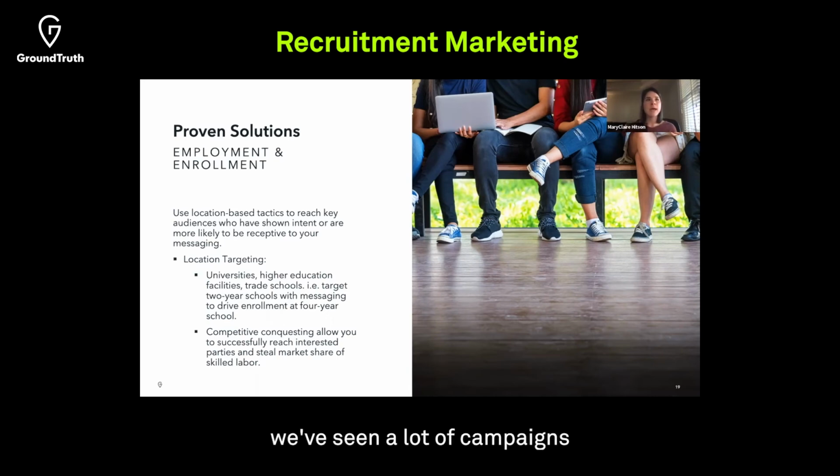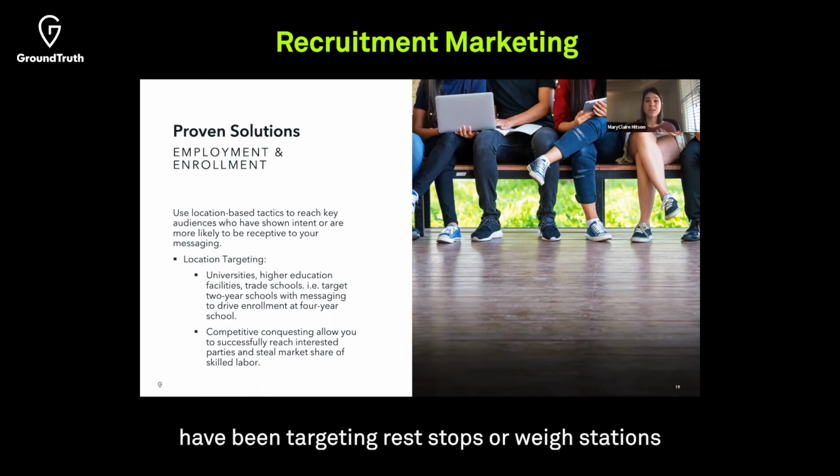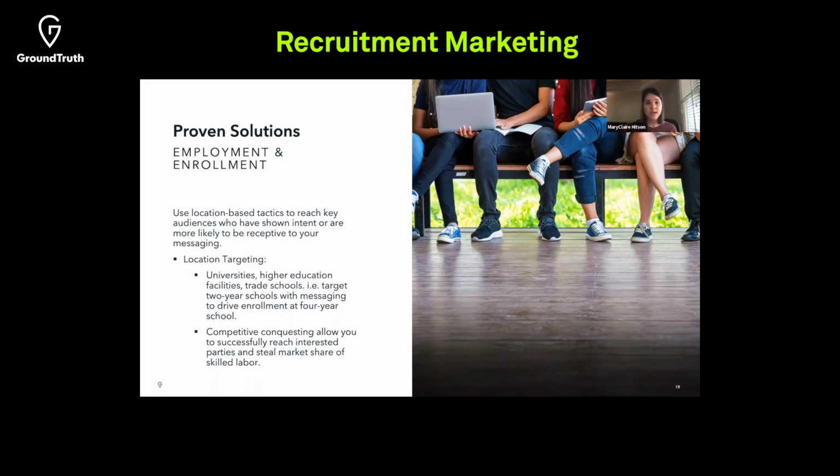So for example, we've seen a lot of campaigns where they're wanting to target truckers, right? Or people that are truck drivers because there's a shortage. So some opportunities have been targeting rest stops or way stations, or even the Love's Travel convenience stores, because they often have amenities like the showers and the rest area. So just other ways to think about that. We already have those audiences built, so they're very useful in that situation.